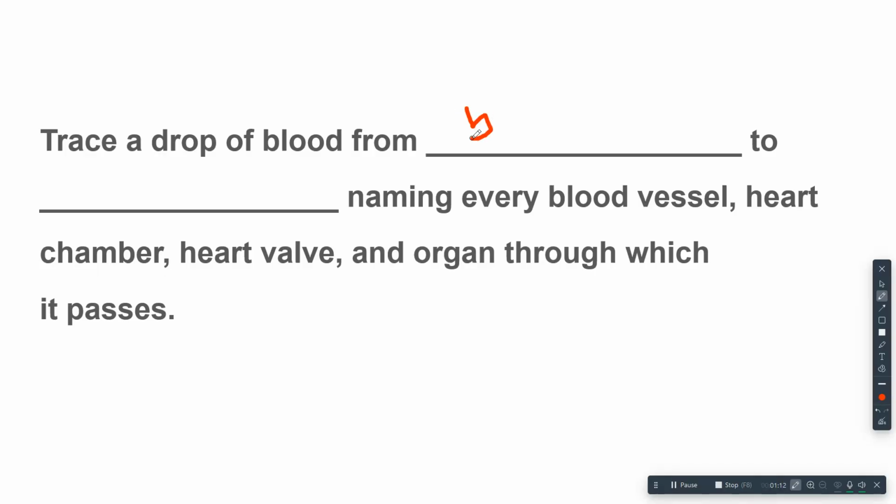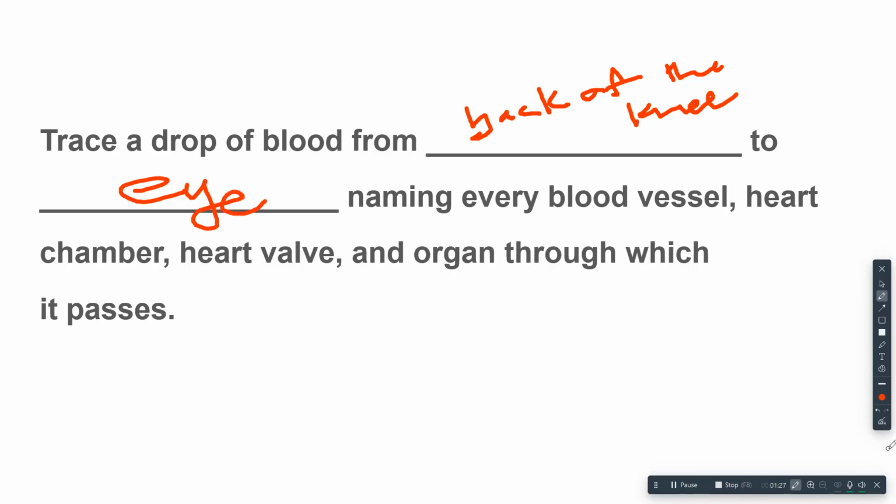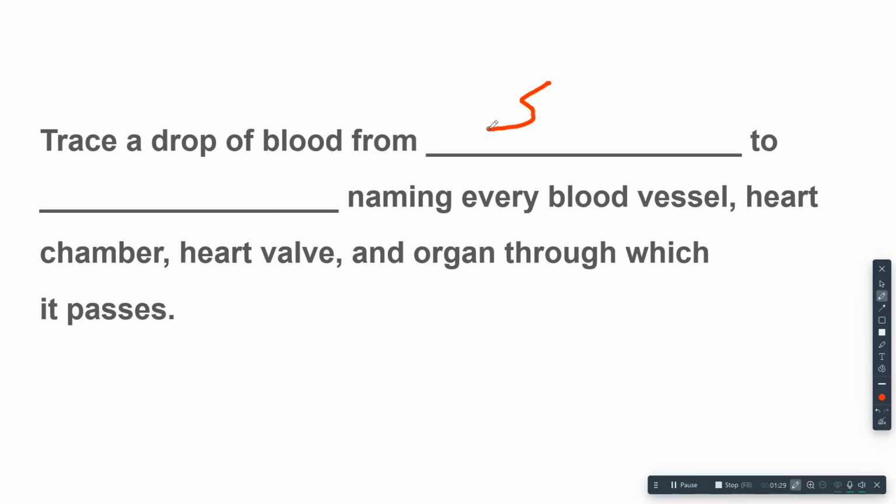So we could say, trace blood from the back of the knee, or the posterior knee, all the way to the eye. That would be a beautiful one. Or maybe we want to say something like trace blood from the spleen to the left ankle. So all sorts of possibilities here.